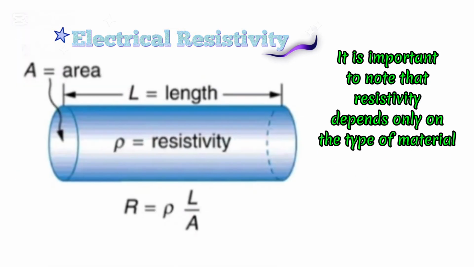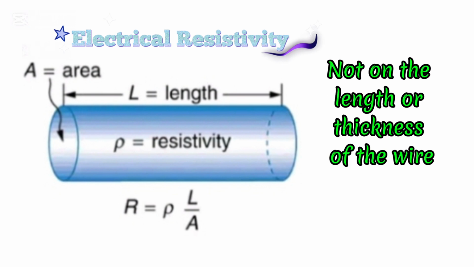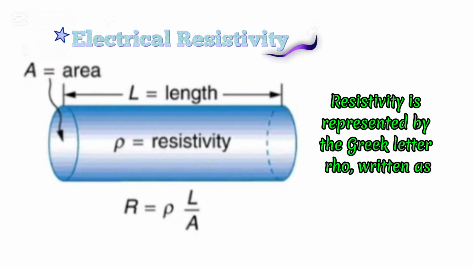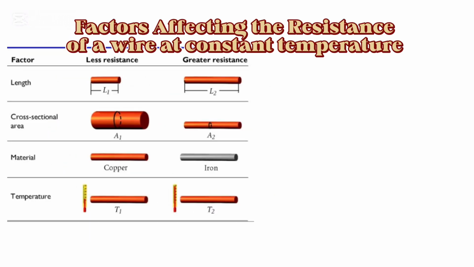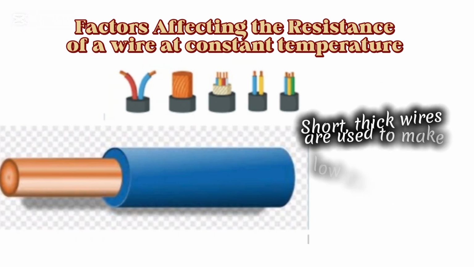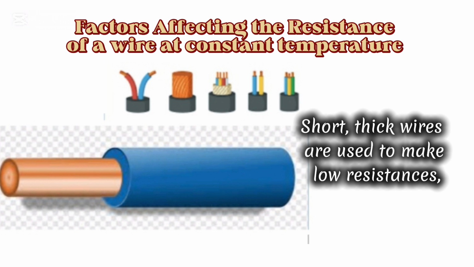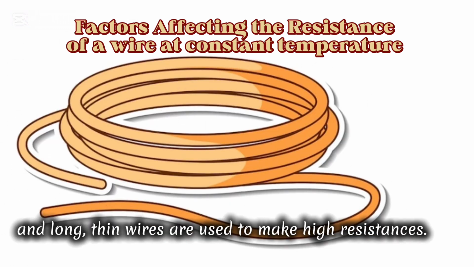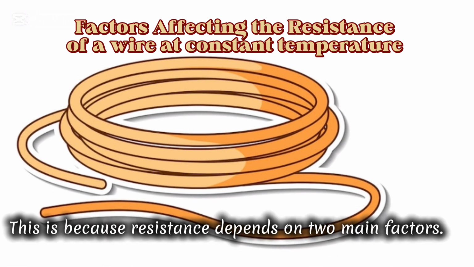It is important to note that resistivity depends only on the type of material, not on the length or thickness of the wire. Resistivity is represented by the Greek letter ρ. Factors affecting the resistance of a wire at constant temperature: when resistors are being made in the laboratory, short, thick wires are used to make low resistance, and long, thin wires are used to make high resistance. This is because resistance depends on two main factors.